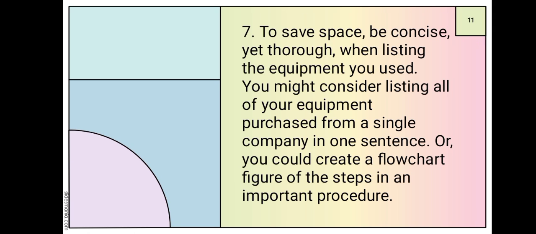7. To save space, be concise yet thorough when listing the equipment you used. You might consider listing all of your equipment purchased from a single company in one sentence, or you could create a flowchart figure of the steps in an important procedure.